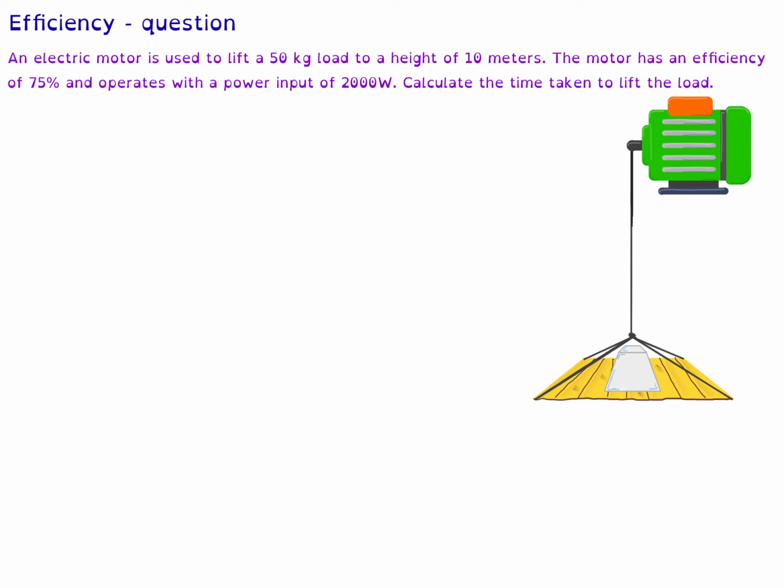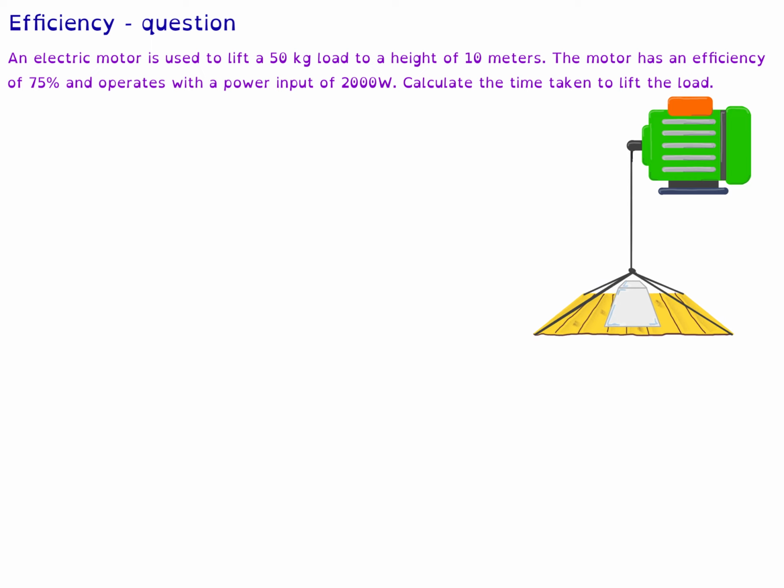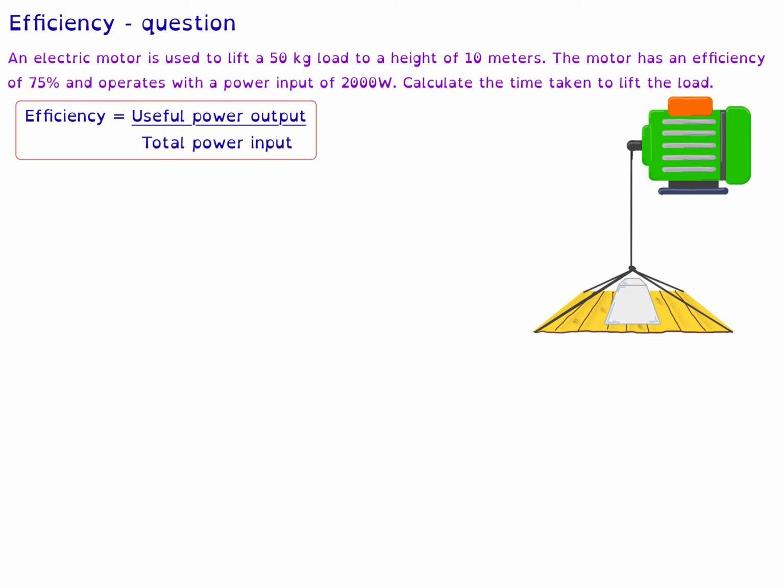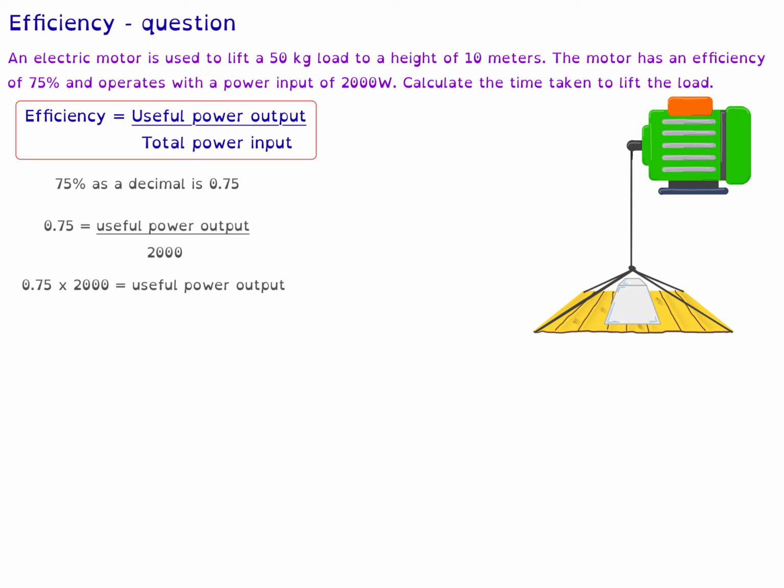An electric motor is used to lift a 50 kilogram load a height of 10 metres. The motor has an efficiency of 75% and operates with a power input of 2,000 watts. Calculate the time taken to lift the load. First, we need to use our efficiency equation, useful power output over total power input. 75% as decimal is 0.75. So 0.75 equals our useful power output over 2,000. Rearrange that and we get 0.75 multiplied by 2,000 gives us our useful power output. So we have our answer of useful power output of 1,500 watts.